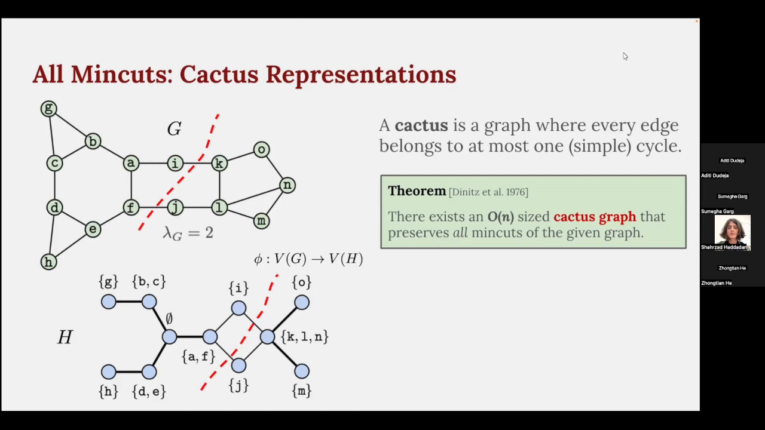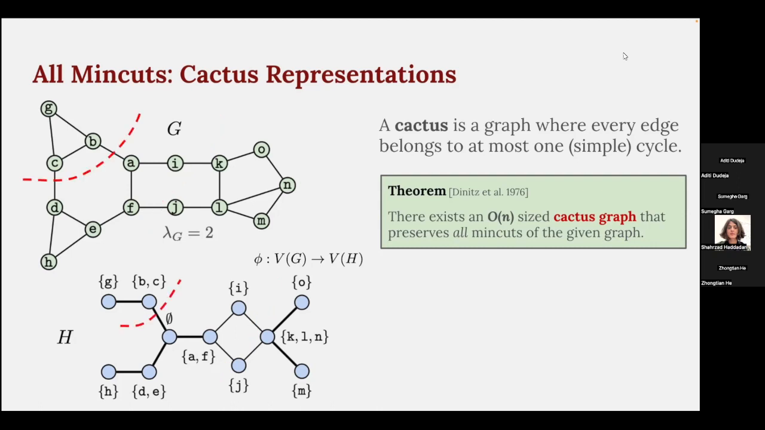Are all the sets disjoint? Like, every vertex in H corresponds to a set of vertices in G. Is that always a partition? Yes, because phi is a map. Any more questions on the definition?